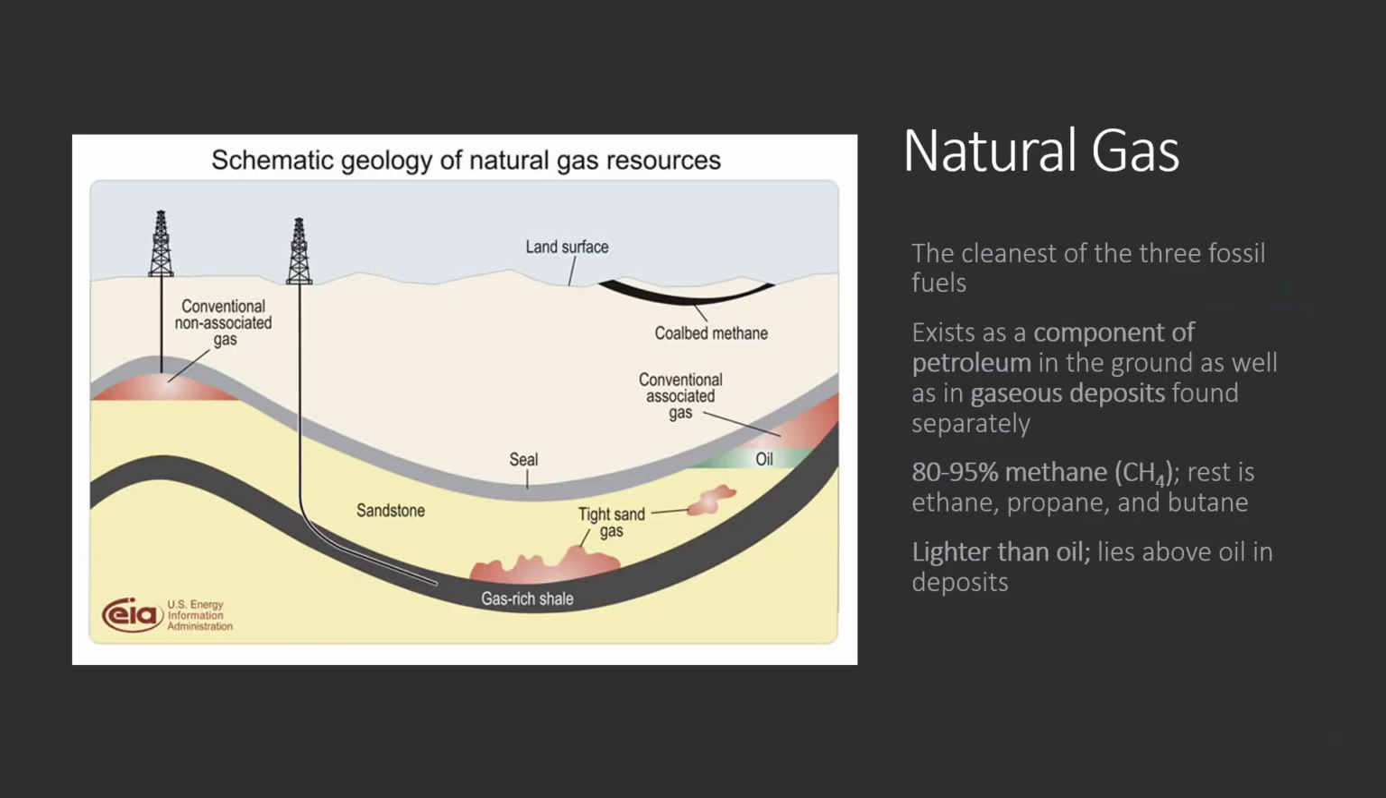That's going to bring us to natural gas, our next fossil fuel. So natural gas is the cleanest of the three fuels, and it exists as a component of petroleum in the ground as well as in gaseous deposits found separately. For the most part, it is methane. The rest is ethane, propane, and butane. And it's lighter than oil, so it actually lies above oil in deposits. So typically when you find oil, you'll find natural gas.